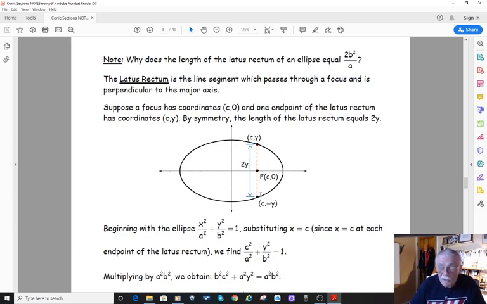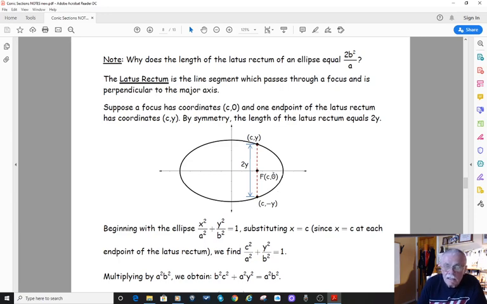All right, and that's going to help us graph these things, because once we know what the length is, we're going to start at the focus and go halfway up that amount and halfway down and get an idea of how narrow or how wide this ellipse is. So that's going to help us with our graphs.